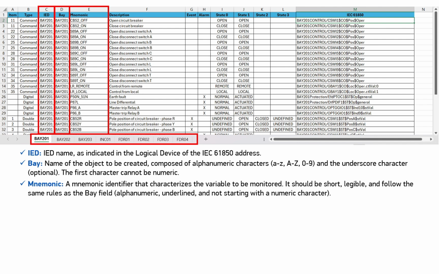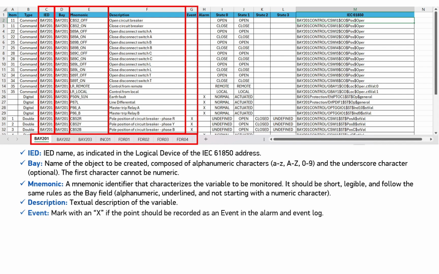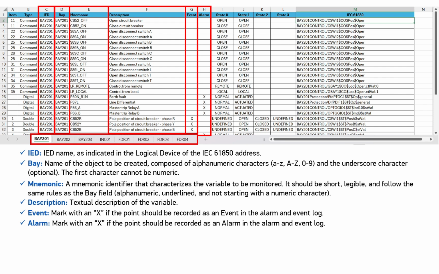Mnemonic, a mnemonic identifier that characterizes the variable to be monitored. It should be short, legible, and follow the same rules as the B field. Description, textual description of the variable. Event, mark with an X if the point should be recorded as an event in the alarm and event log. Alarm, mark with an X if the point should be recorded as an alarm in the alarm and event log.